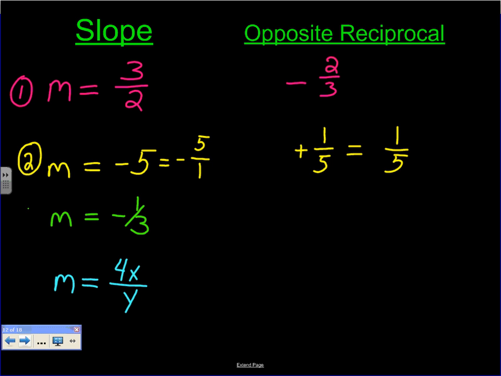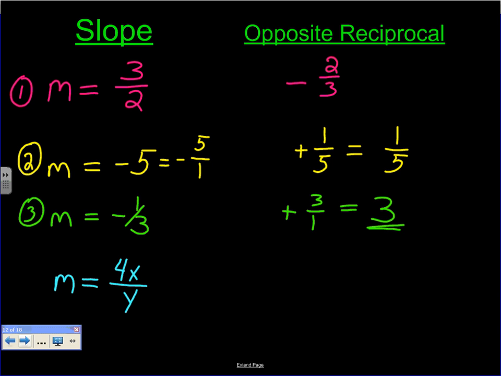Let's look here at number 3. Number 3, the slope is -1/3. Well, the opposite of negative is a positive, and the reciprocal of 1/3 is 3/1. And now let's simplify this if we can. We don't need the positive sign, but 3/1 will simplify to 3. So there is our opposite reciprocal slope, 3.